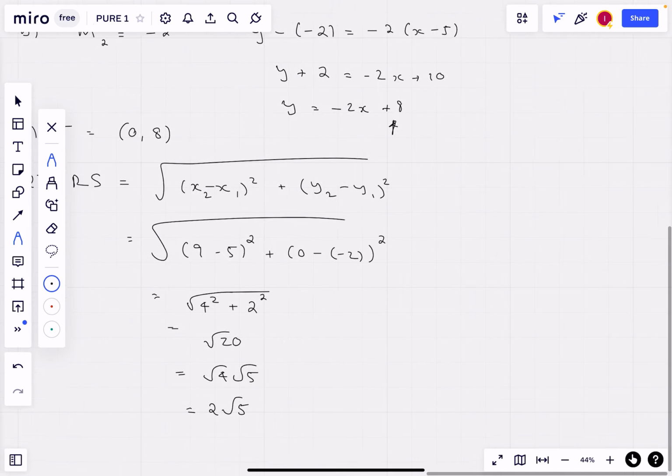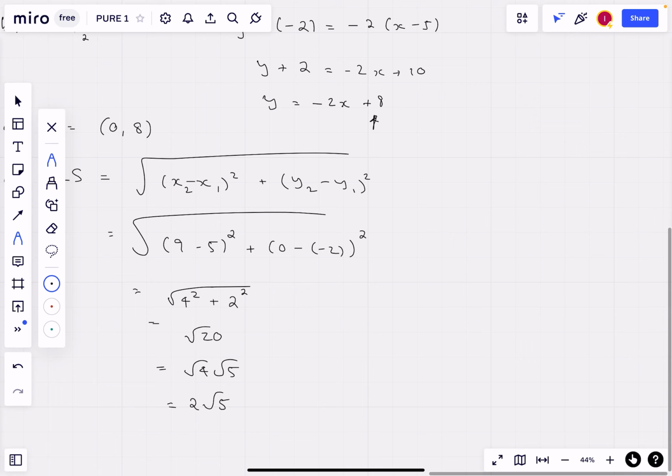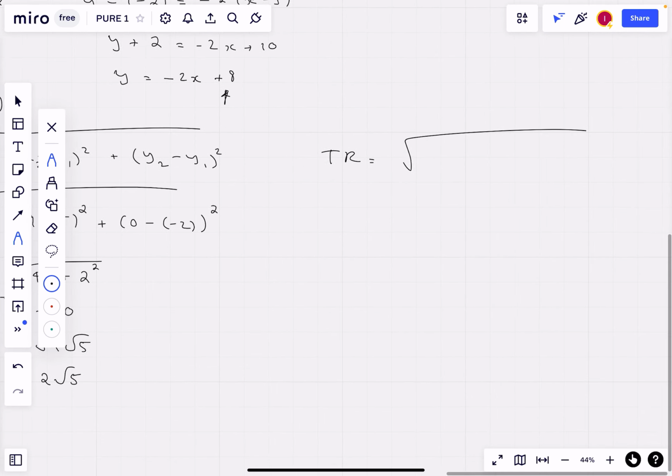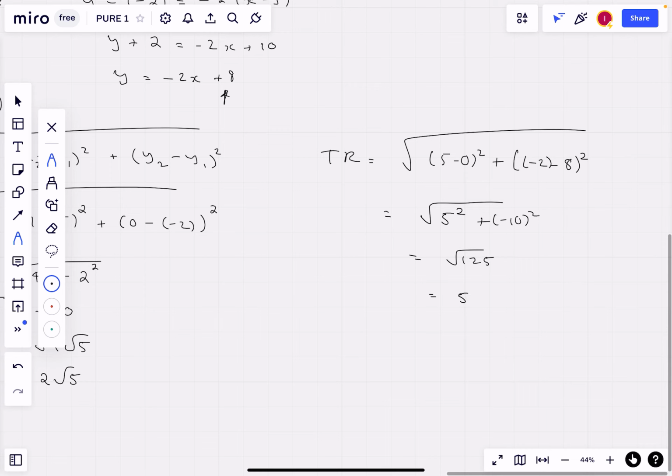Okay, that's RS. We also want TR. Using the same formula, subbing in your values, 5 minus 0 all squared plus minus 2 minus 8 all squared, which gives you 5 squared plus minus 10 squared, which is 25 plus 100, root 125, which is the same as 5 root 5.